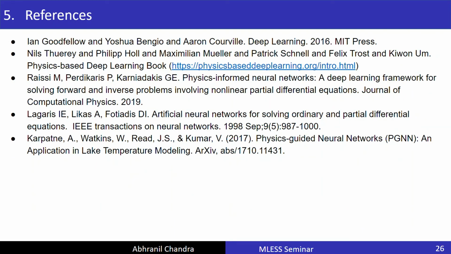If you would like to explore the things in greater detail, you can look into the references. Firstly, the deep learning book from Ian Goodfellow, Yoshua Bengio, and Aaron Courville, and the wonderful physics-based deep learning book, which is openly available online from Nils Thuerey's group at Technical University of Munich. The two seminal papers: Physics-Informed Neural Networks, a deep learning framework for solving forward and inverse problems involving nonlinear partial differential equations, presented in the Journal of Computational Physics in 2019 by Raissi and co-authors. This is a group from Brown University. And the 1998 paper from Lagaris and co-authors. And for the specific case of applications of PINs in system sciences, the Physics-Guided Neural Networks application in lake temperature modeling paper from Karpatne and authors is also a wonderful place to start exploring the field.